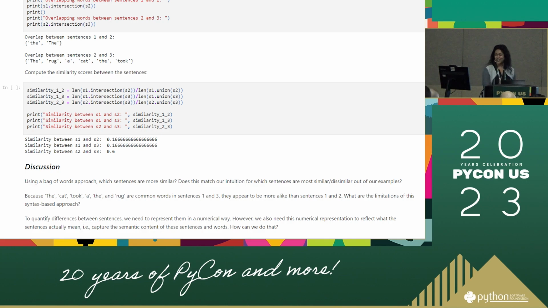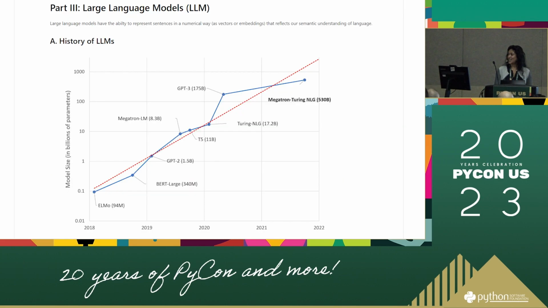One solution is large language models. Now, this is an incredible jump to go from a bag of words to LLMs. I just want to point that out, but since we're focused on LLMs here, and that's what we're going to be working with, I'm skipping over decades of work in NLP, and we're going straight to the cutting edge. Large language models have the ability to represent sentences in a numerical way as vectors or embeddings that reflect our semantic understanding of language. That means those two first sentences we saw, if you look at their embedding vector after running it through a model like BERT, would be much closer together than those two sentences from the numerical representation of that third sentence. That's the beauty of these large language models.